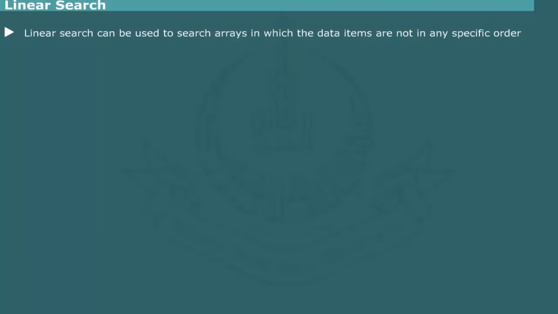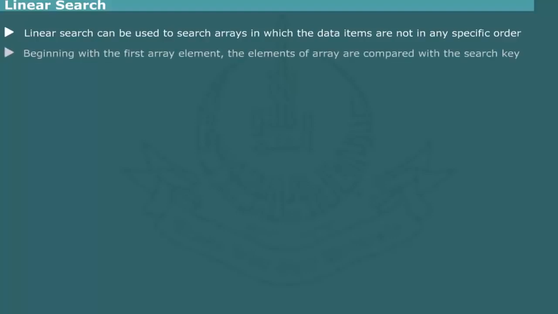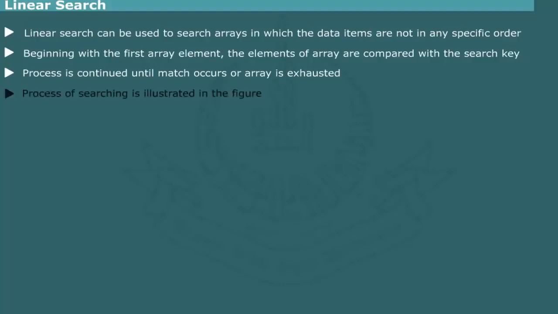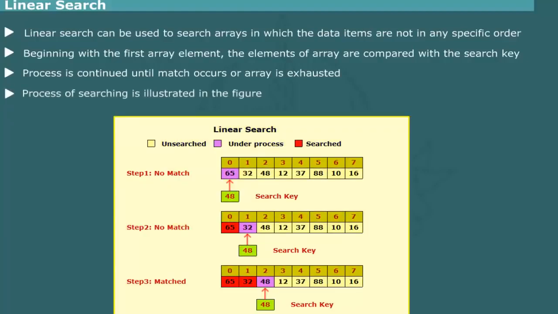Linear search. Linear search, or sequential search, is used for searching arrays in which data items are not in a specific order. In this method, beginning with the first item, each item is successively compared with the item to be searched for. This process is continued until either a match occurs or the array is exhausted. The process of searching an array is illustrated in the figure. Click the button to watch a visualization of the linear search procedure.